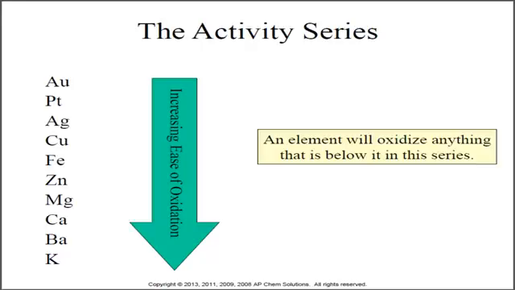And gold will not oxidize very easily. Like, for example, if you have a ring that you think is gold, but it turns your finger green, it's probably not gold. It's got some copper in there, because copper is going to oxidize easier than gold will. So any element is going to oxidize anything that's below it in this series. Like, for example, copper will oxidize zinc. So the copper is going to be reduced and the zinc is going to get oxidized.